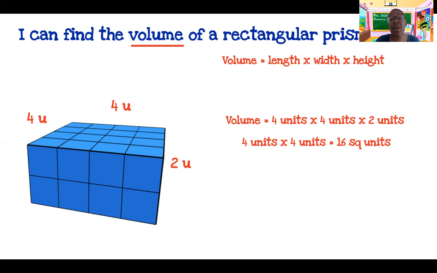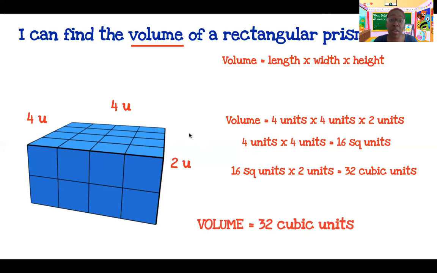Now, we also have to find the height. And so we're going to multiply the height times our area. So 16 times 2 is, that's right, it's 32. And because we're solving for our volume and we're now looking at a 3-dimensional figure, we are now in cubic units. So the volume of this particular shape is 32 cubic units. Great job, senior scholars.